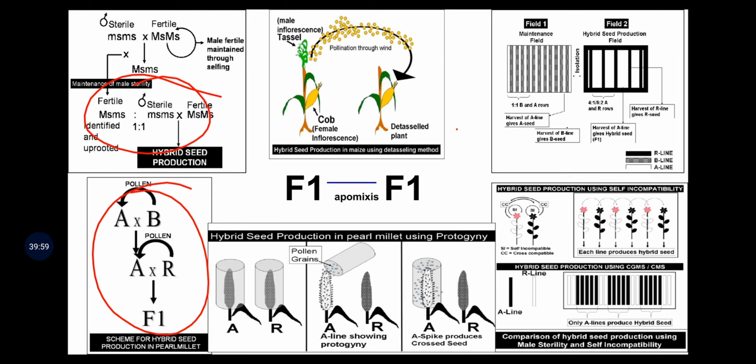Likewise, in case of apomixis, what will we do? We will produce an F1 by crossing two parents, and we may maintain the same F1 parental constitution for different generations. That is the beauty of apomixis. By using a single line, we may generate for different generations.